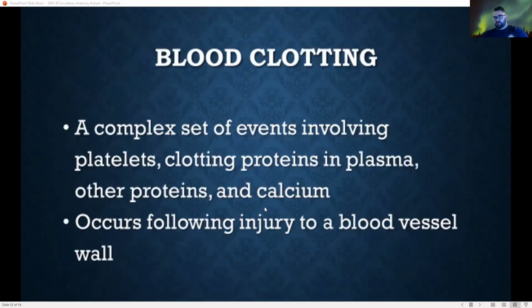All right, blood clotting, again, is a complex series of events involving platelets, clotting proteins in plasma, and other proteins, including calcium, and it occurs following an injury to a blood vessel wall. So blood clotting is a series of events that have to be working harmoniously together.